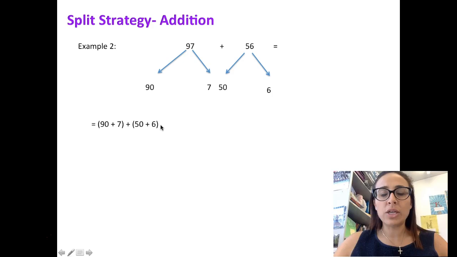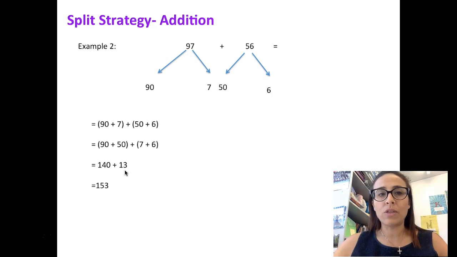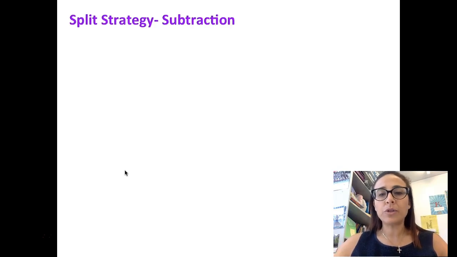Now what you need to do is reorganize this information so the tens are together and the units are together. So it will look something like this. 90 plus 50, 7 plus 6. Now you need to add these together. 90 plus 50 equals 140 and 7 plus 6 equals 13. And the final thing you need to do is combine these numbers together by adding 140 plus 13 equals 153.